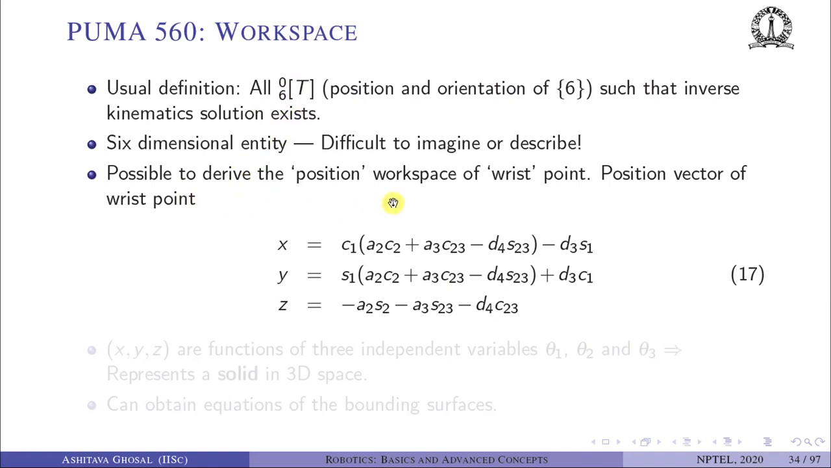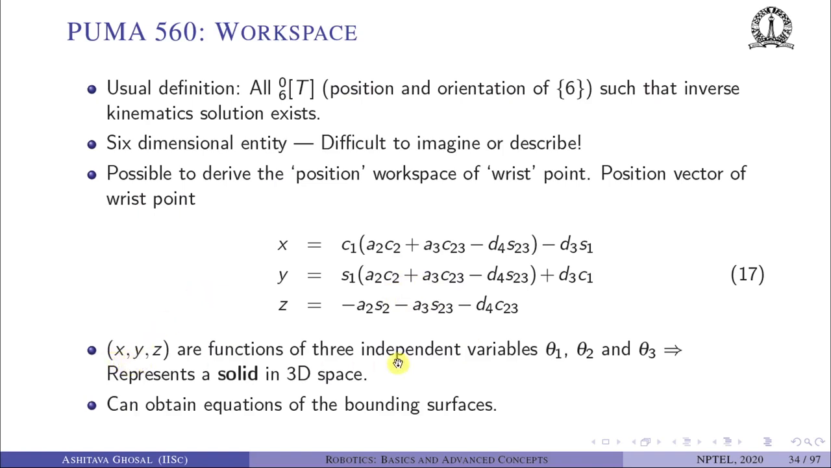It is possible to derive the position workspace of the wrist point. Why? Because we know that the position vector of the wrist point is x, y, and z, and they are functions of only theta 1, theta 2, and theta 3, and the constant DH parameters. Okay, so x, y, z are functions of three independent variables, theta 1, theta 2, and theta 3. So it represents a solid in 3D space. Okay, so it's like a solid region in 3D space where the inverse kinematics solution exists. We can find the bounding surfaces of the solid region.